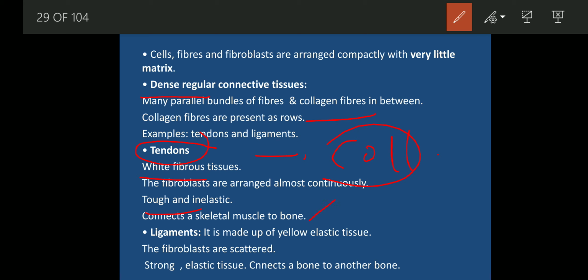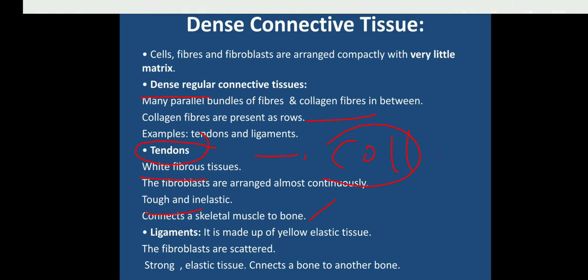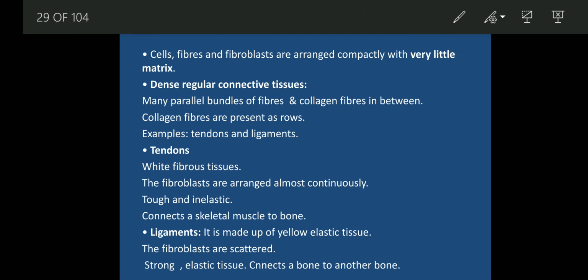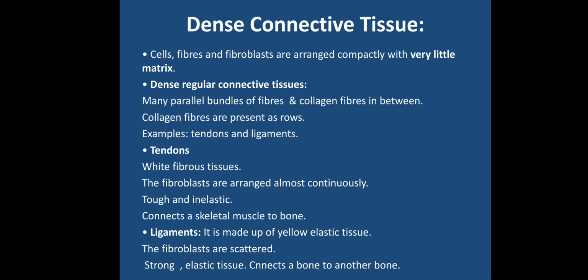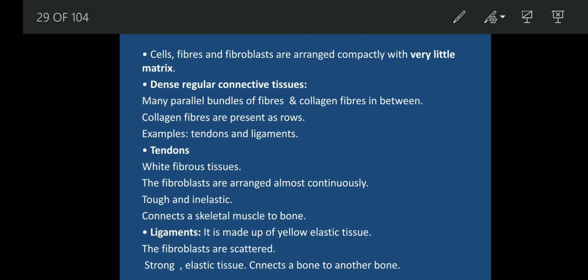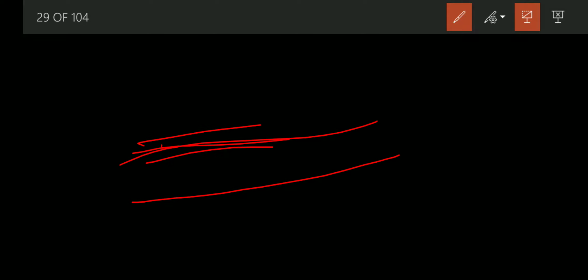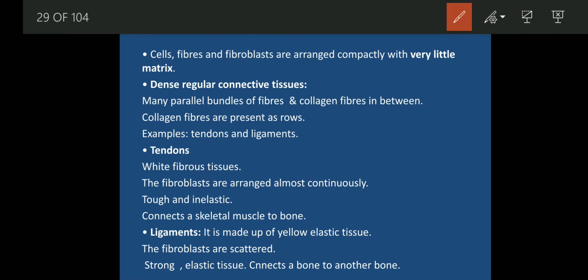This is important. The main function of tendons is to connect skeletal muscle to the bone. So this is my bone, suppose. This bone will be connected with the muscles. These are my muscles on the bone. So there has to be some connection between these bones and muscles. This is basically taken care of by the tendons. Okay, so that was about the tendons.